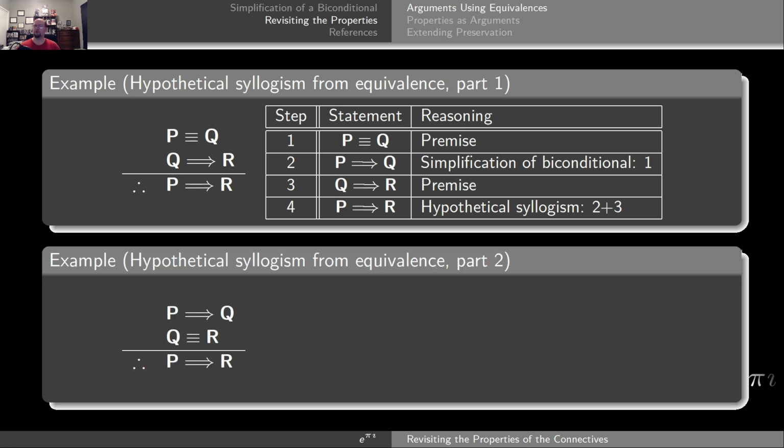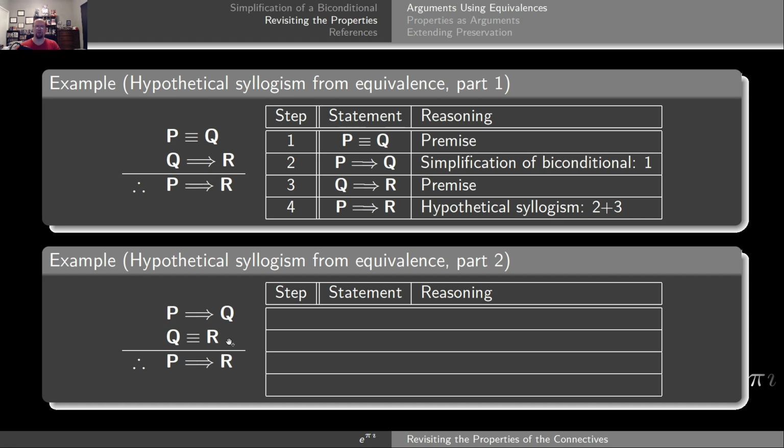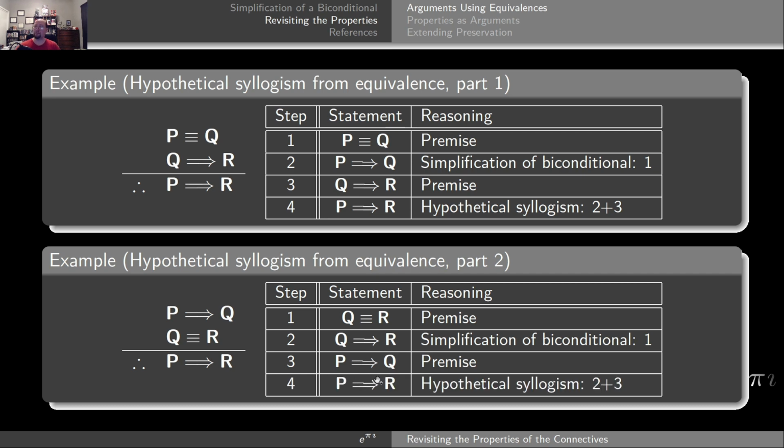I can also do this the other way around. What if I have P implies Q, Q is equivalent to R? That is going to tell me that P implies R also. The proof is very similar. I'm going to start off with the second premise, Q is equivalent to R. I can simplify that to Q implies R, and introduce the first premise, P implies Q. I now have P implies Q, Q implies R. By hypothetical syllogism with steps 2 and 3, I now have that P implies R, completing this proof as well.